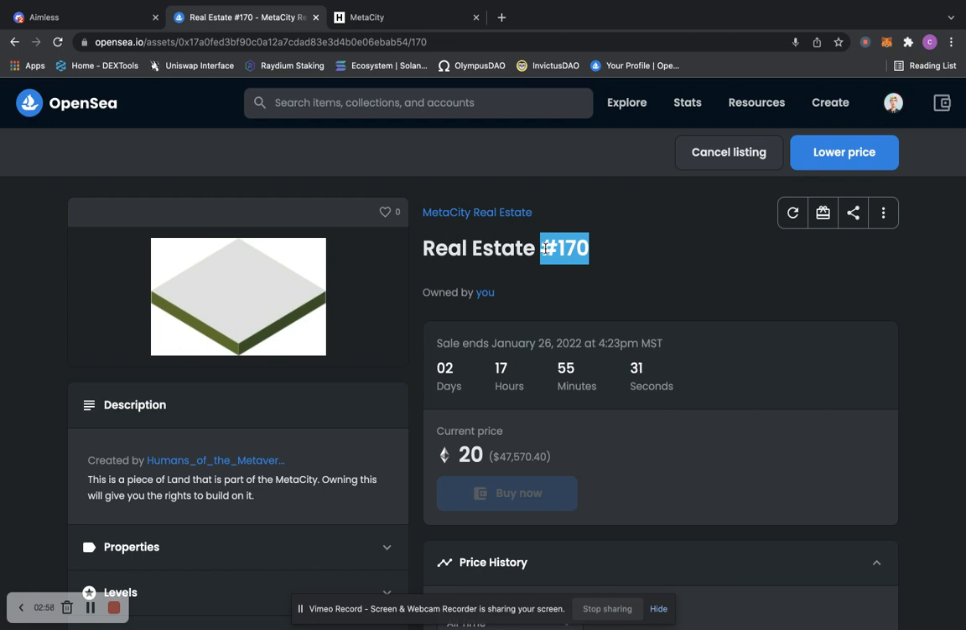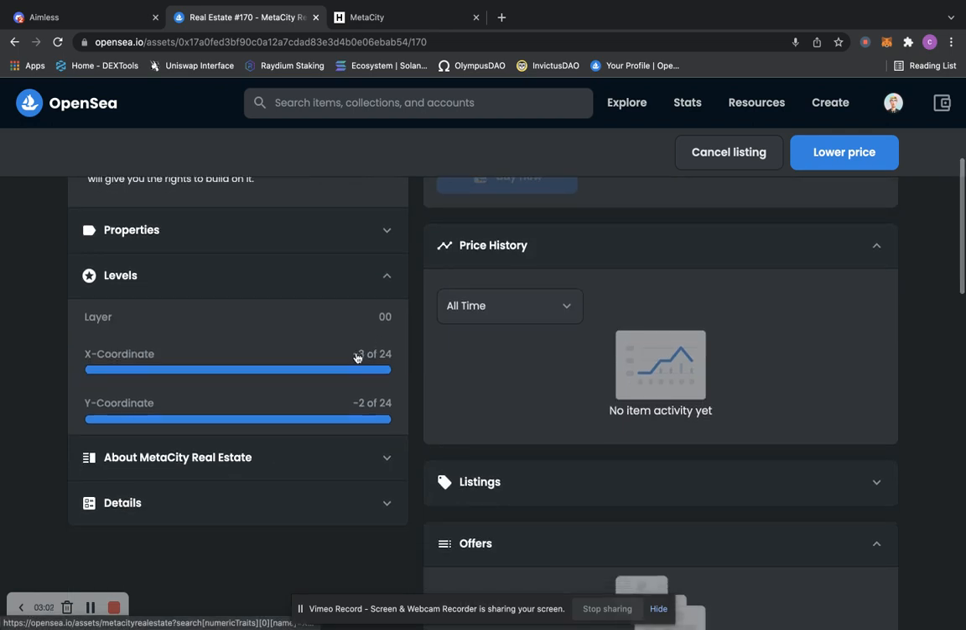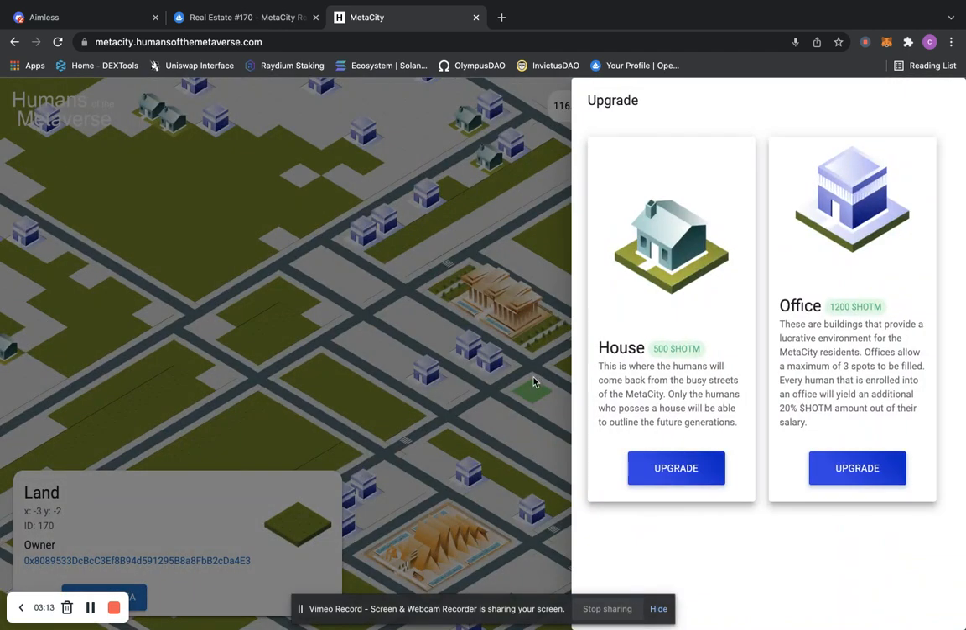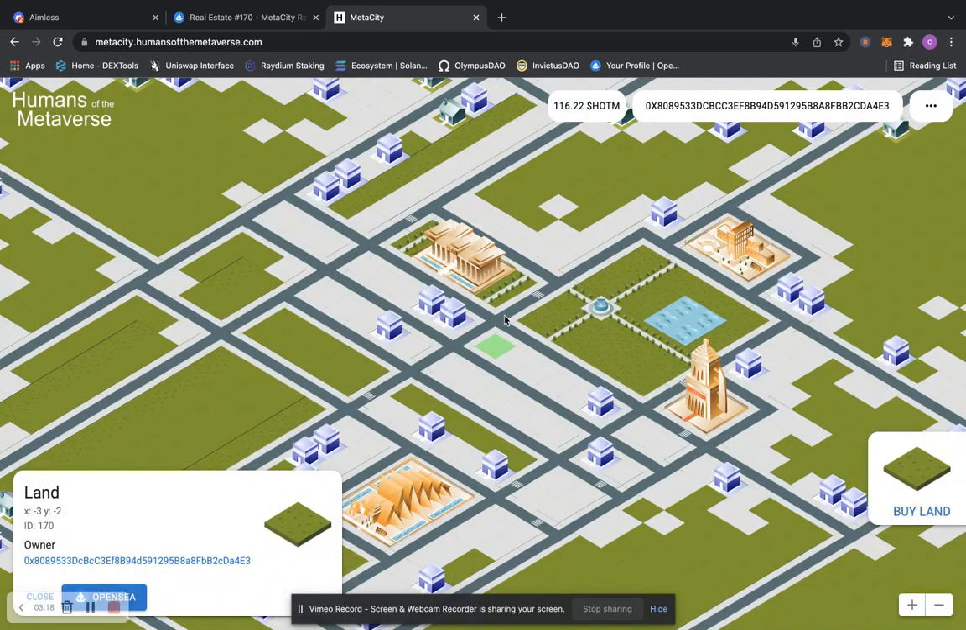We're going to see this real estate number 170 here. We're going to go to the levels. We're going to see that this one is -3, -2. Those are both incredibly small numbers compared to what they could be, of 24. And that's going to correspond to this green square right here that I own in the city center next to the bank.